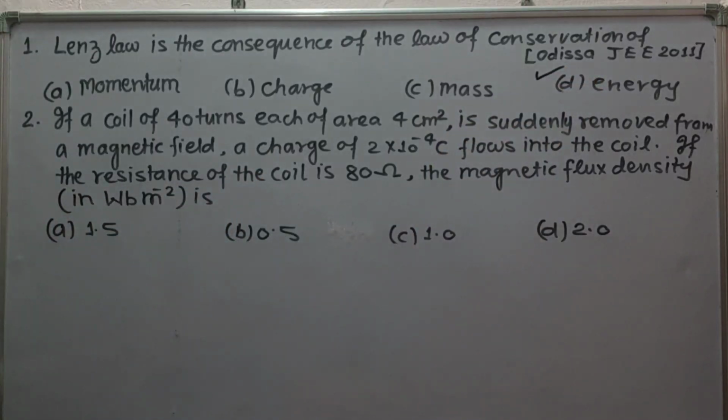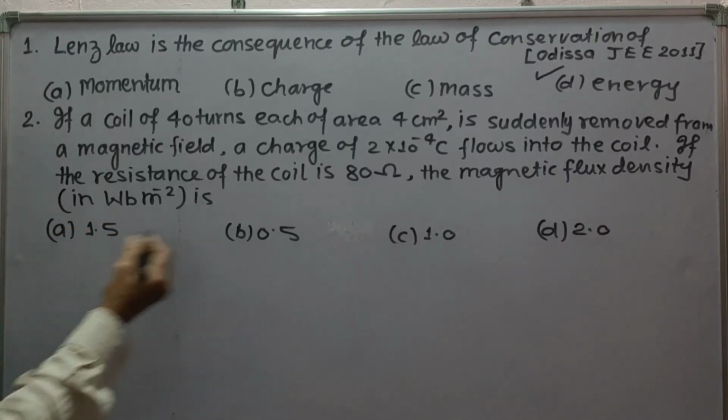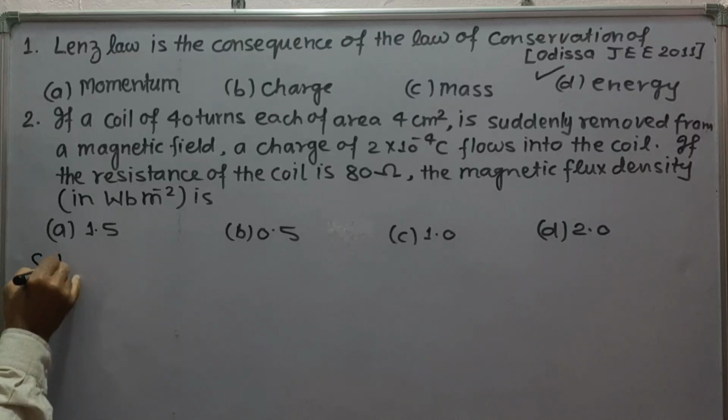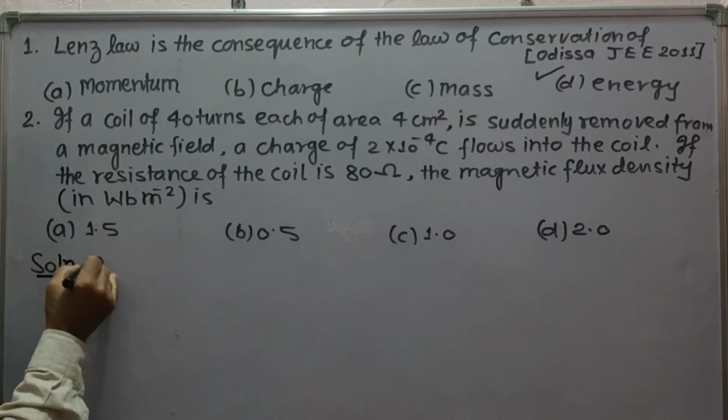Next question number 2. The question is, if a coil of 40 turns each of area 2 cm square is suddenly removed from a magnetic field, a charge of 2 into 10 to minus 4 coulomb flows into the coil. If the resistance of the coil is 80 ohm, the magnetic flux density in Weber per meter square is. These are the options. So, solution to question 2.